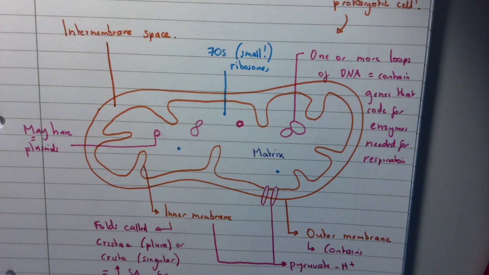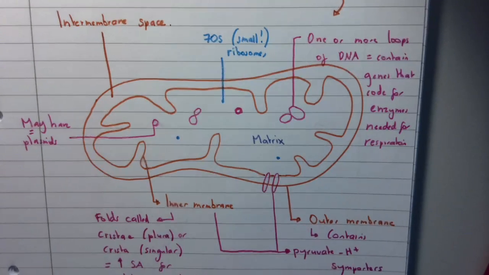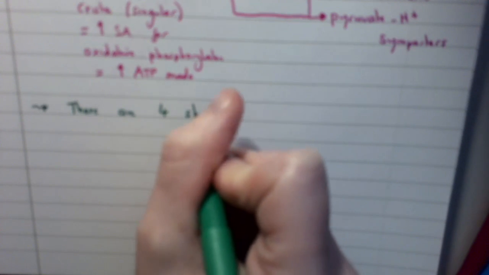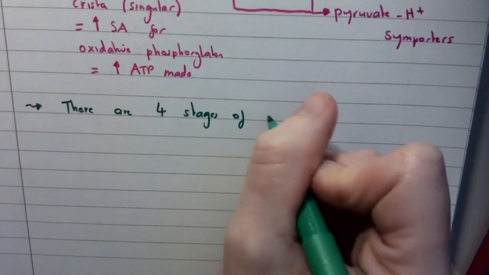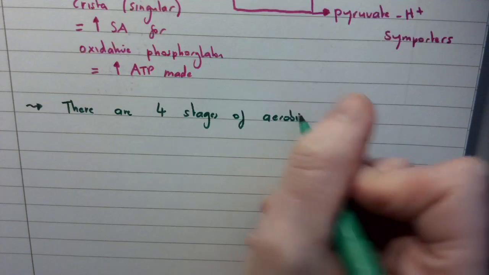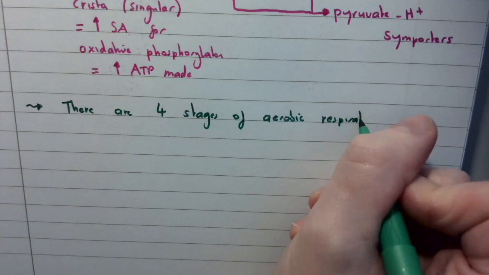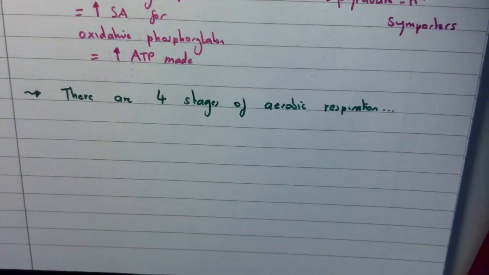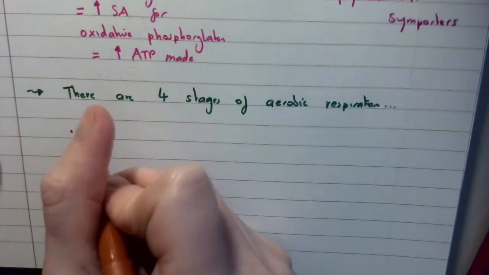What I'm going to tell you now, very quickly, is where each stage of respiration takes place. So there are 4 stages of respiration. I'm going to write these down here, then we're going to add to our diagram where these are taking place. This is true for aerobic respiration. So there are 4 stages of aerobic respiration. One of them, the first stage, is also used in anaerobic, but for now I'm just going to stick with aerobic. So you've got the first stage, which is glycolysis.